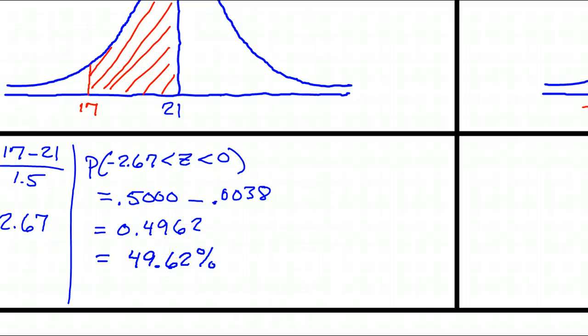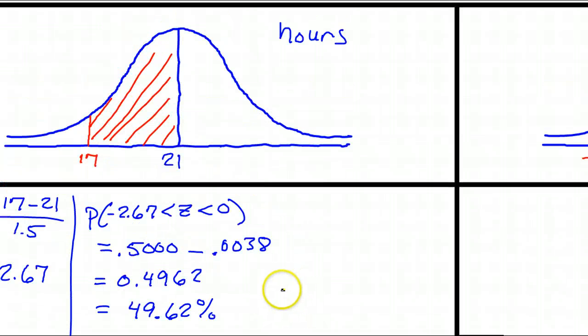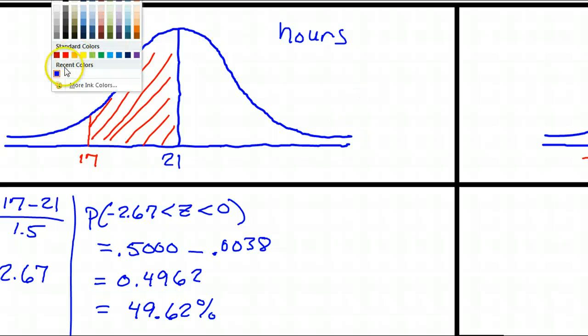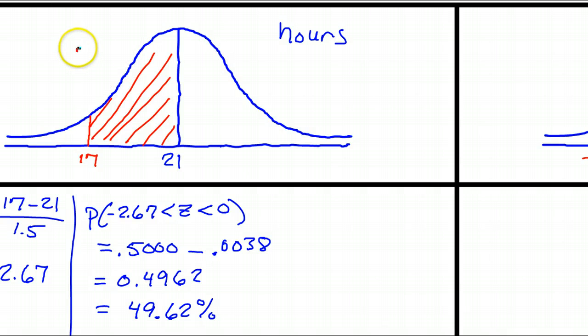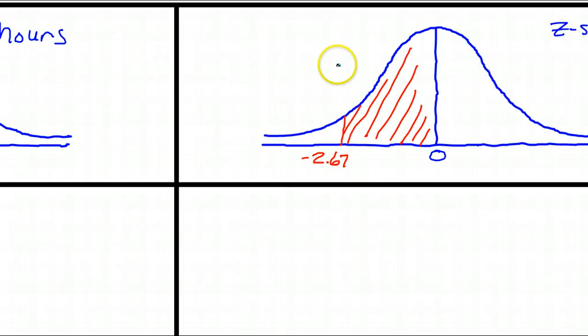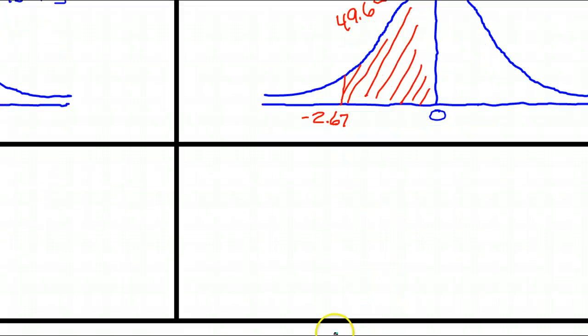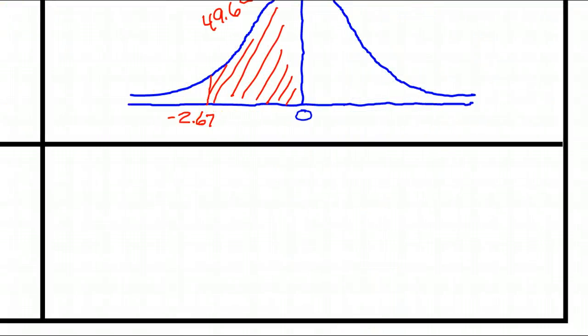And of course that is 49.62% of the data. So that's going to be the same percentage in both pictures. Let's go ahead and include it. So 49.62% of the hours are between 17 and 21, and 49.62% of the z-scores are between negative 2.67 and 0. Anyway, one more time, we can write this as a sentence.